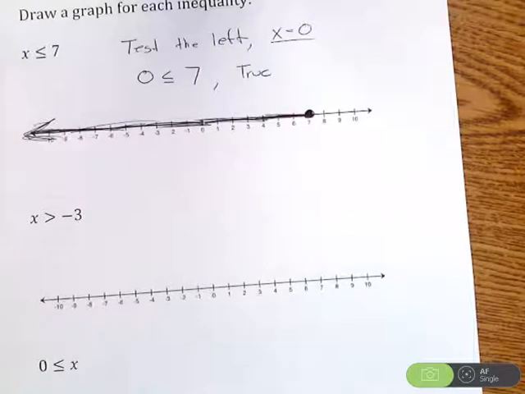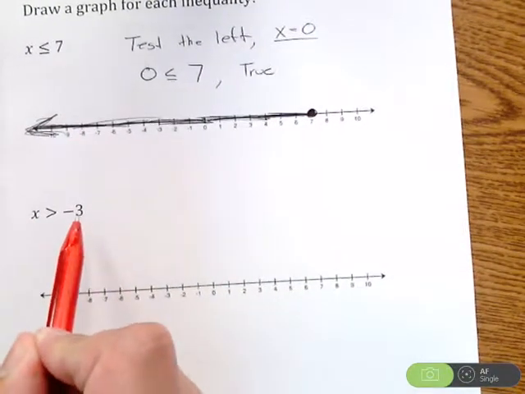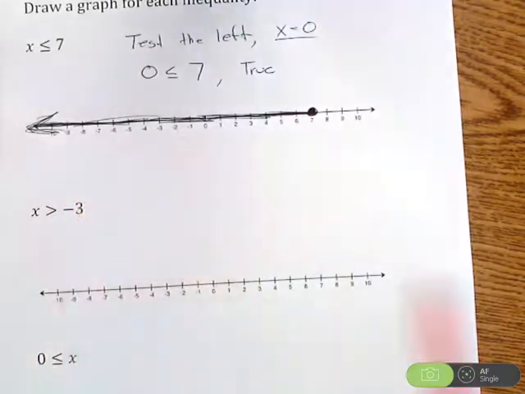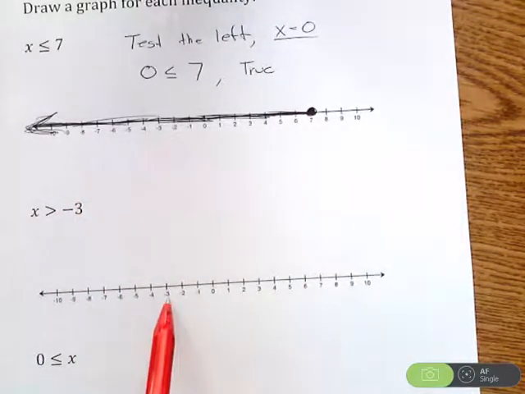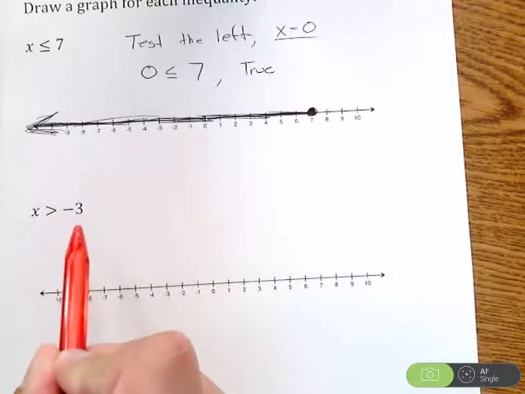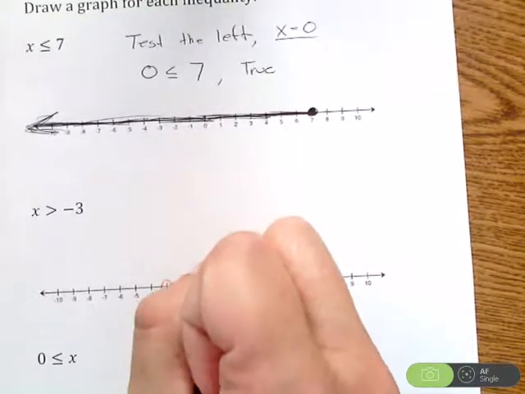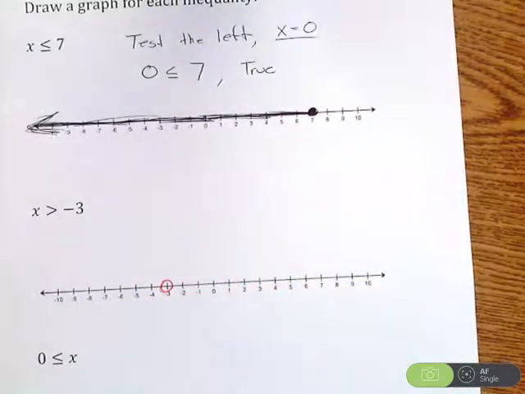So going a little bit quicker on this second one. X is greater than -3. So what I like to do is I find where my number is on the number line. We're right here, -3. Because of the inequality, I have x is greater than -3. I'm not greater than or equal to, just greater than. So I'm going to have an open circle at -3.